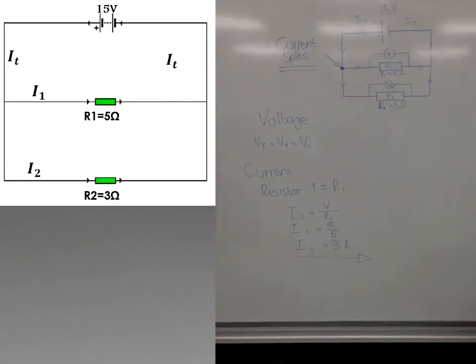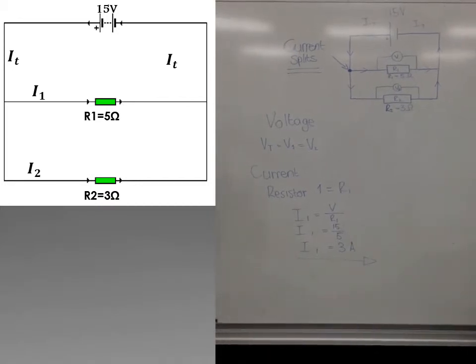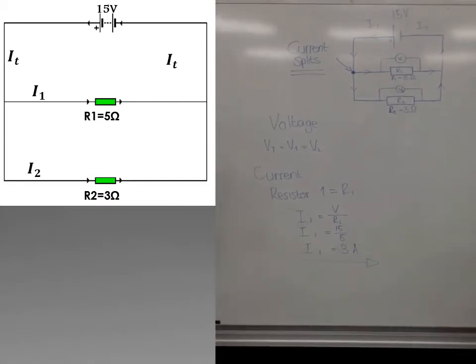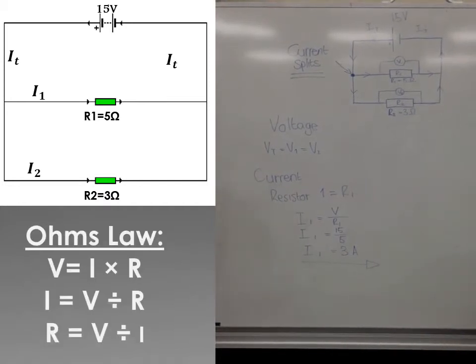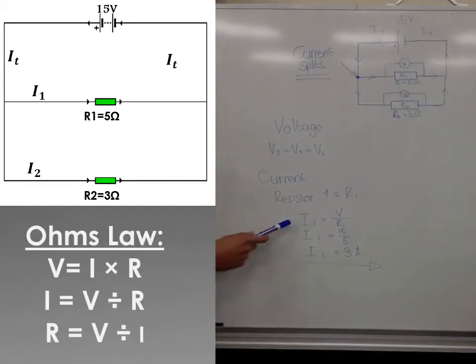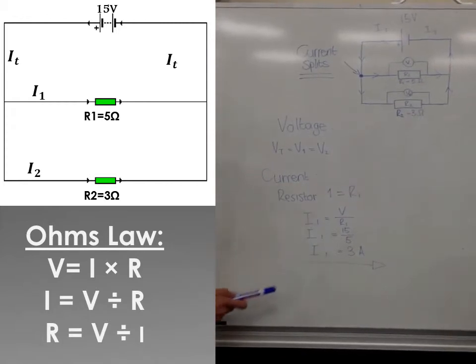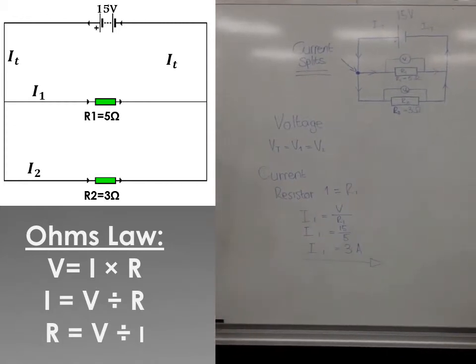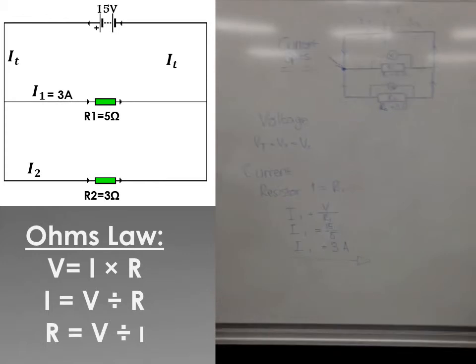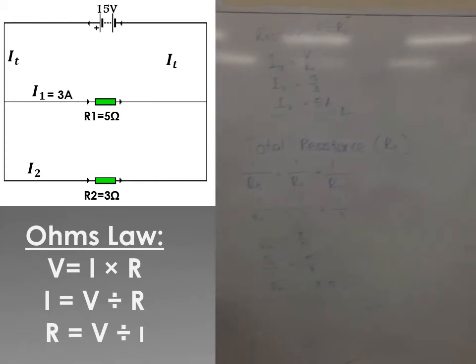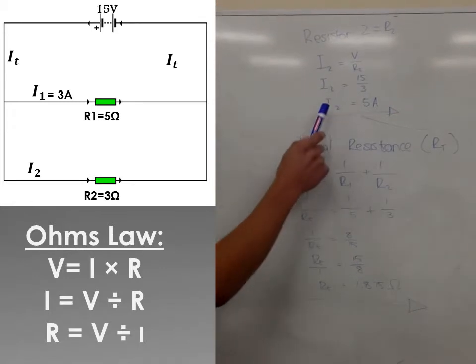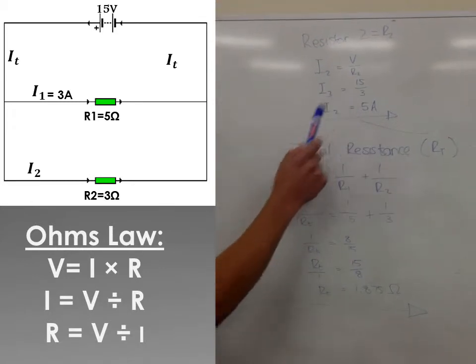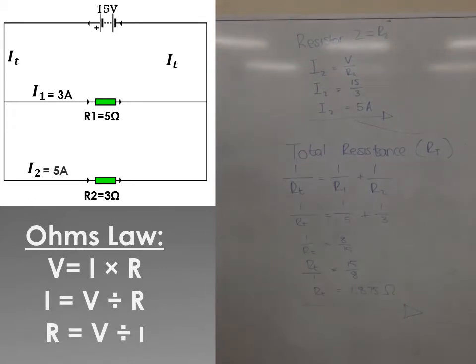In this circuit, the resistors are connected in parallel. We know that the voltage across each resistor is equal to the voltage supplied by the battery. By using Ohm's law, we can calculate the current through each resistor. I1 is equal to V over R1, which is equal to 15 divided by 5, which is equal to 3 amps. Resistor 2 is done exactly the same. I2 is equal to V over R2. In this case, 15 divided by 3 equals 5 amps.